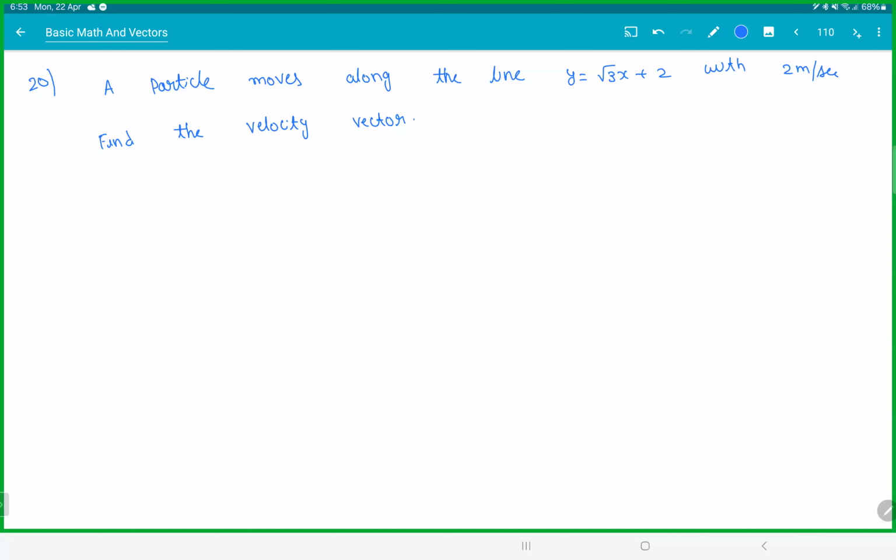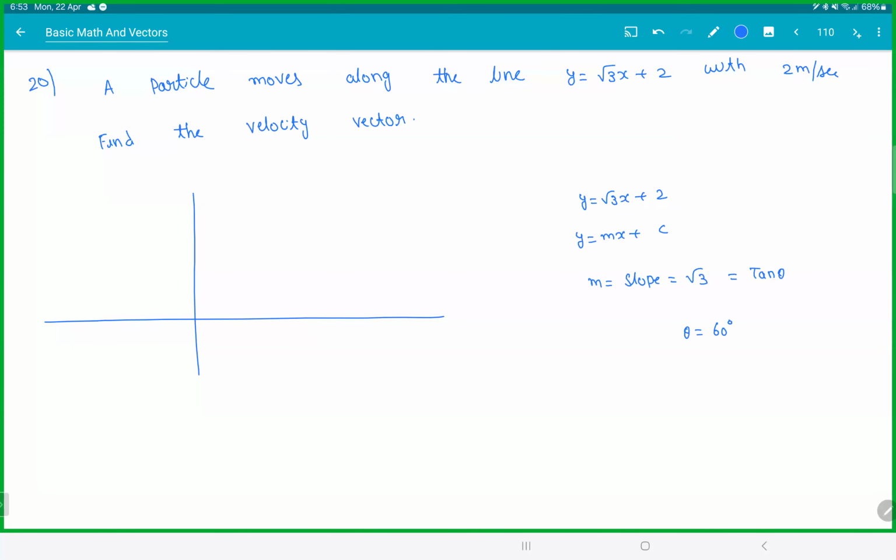Let's see. First thing, let's draw the line. y is equal to root 3x plus 2. This looks like y is equal to mx plus c, so m is the slope. So slope is root 3. That is also nothing but tan theta. So indirectly you're telling me the line is making an angle of 60 degrees.